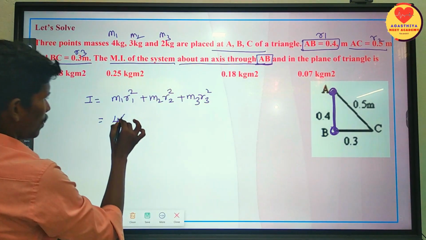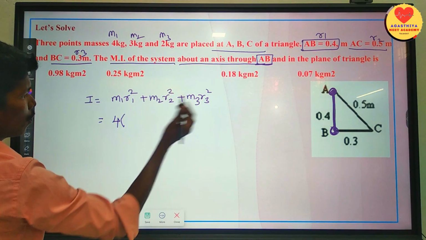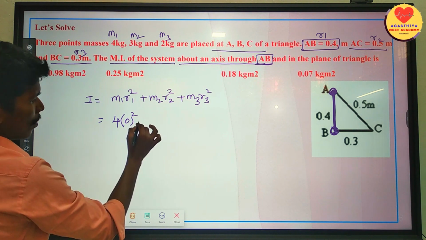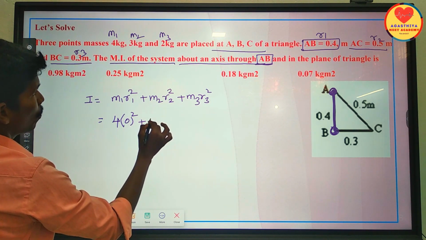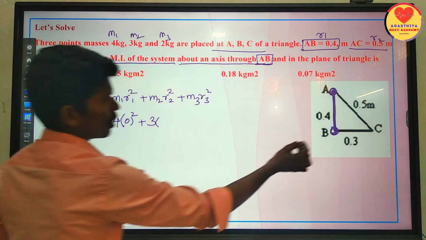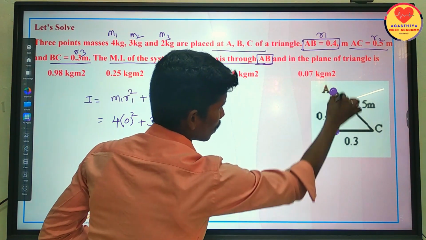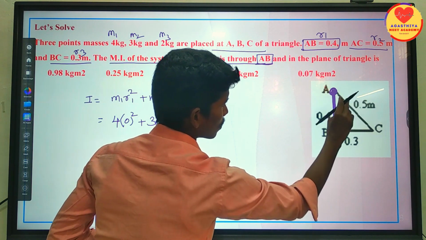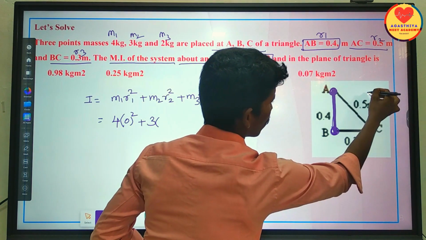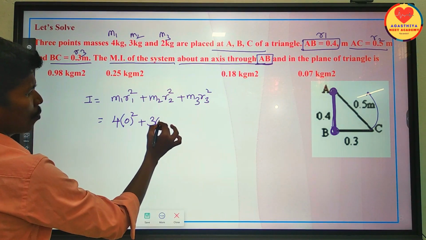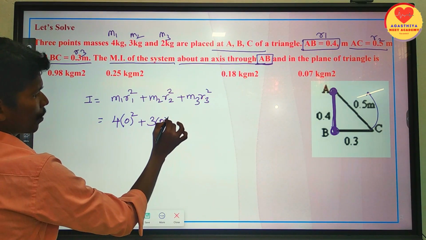So M1 is 4. There is no distance, that is 0 square. Plus M2, 3. There is no perpendicular distance about this axis, since the axis is passing through AB. This mass is only going like this. Now the second mass, there is no perpendicular distance, that is also 0 square.